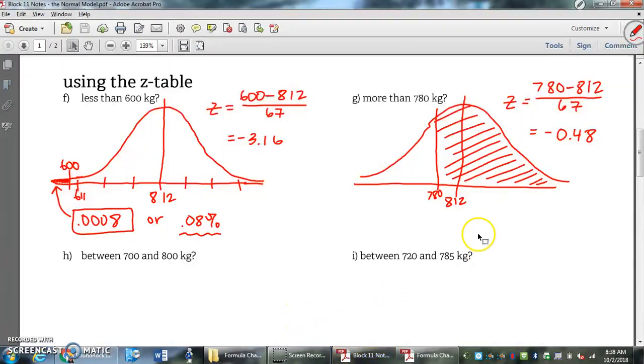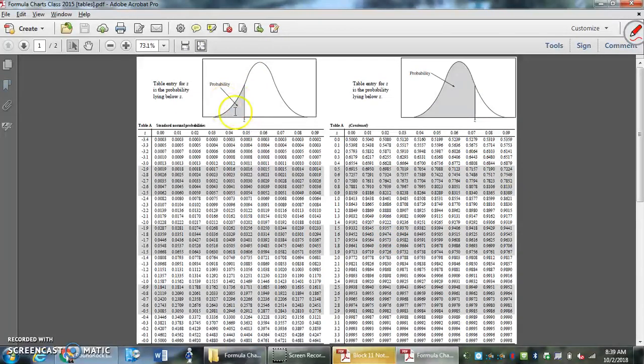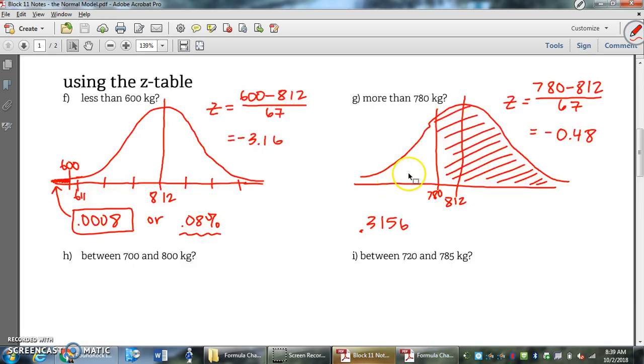So 0.3156. If I go back and write that, I should have issues with it, because I noticed that the area I shaded is definitely more than half, and the proportion I got is not more than half. So what we have to realize is that the z-table is always giving us the probability lying below z, meaning to the left or less than, and it says that up here as well. So that 0.3156 is the area less than 780, which is not what I want. I want the area greater than.